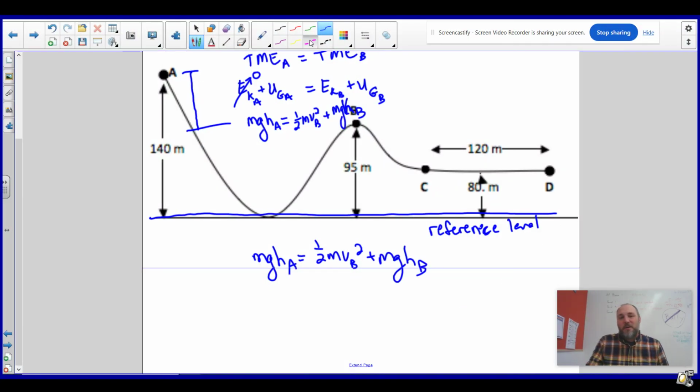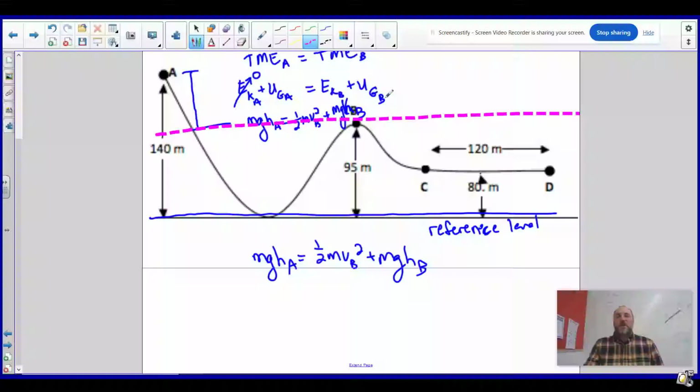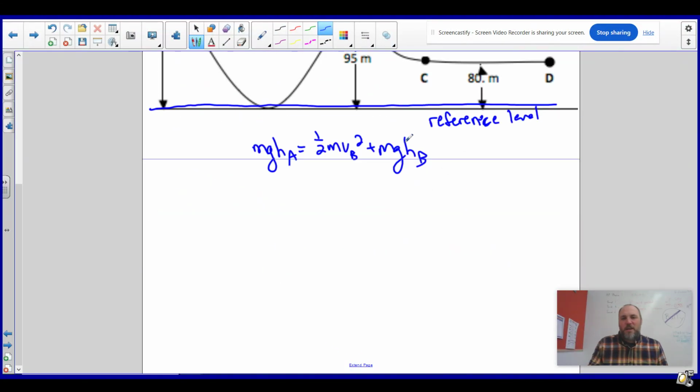If you were clever, you may want to use the top of position B to be your reference level, so that at position B there's no gravitational potential energy. But either way, since what's important is the change of 45 meters, we're still going to come out with the same results. Okay? So again, I'm using the actual ground as my reference level, and I want to go ahead and see if I can simplify this to get the velocity at B.